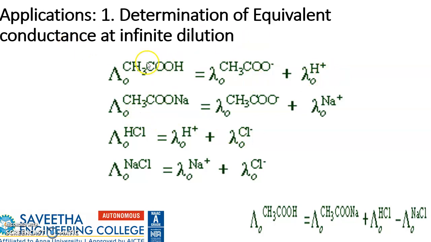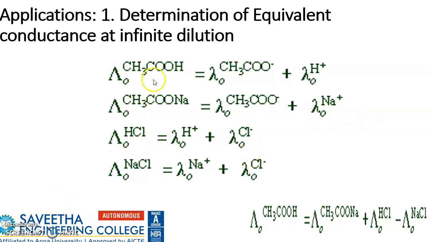We have three applications for Kohlrausch's law. The first one is that we can determine the equivalent conductance at infinite dilution for any weak electrolyte. Say for example, for acetic acid, the lambda infinity, according to Kohlrausch's law, can be written as lambda naught of acetate ions plus lambda naught of H plus ions. And if it is sodium acetate, it is lambda naught of acetate plus lambda naught of sodium.